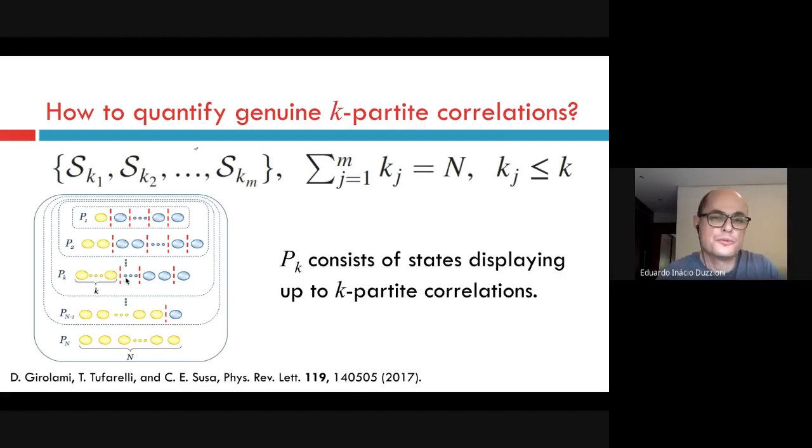And if you continue this reasoning, Pk is a space of states that have at most k particles in one partition. But notice that Pk also takes into account all the other partitions with smaller k. So following this reasoning, Pn encompasses all the other partitions. That's the idea. So we are splitting the system in this way because we are interested in quantifying the correlation of order k.